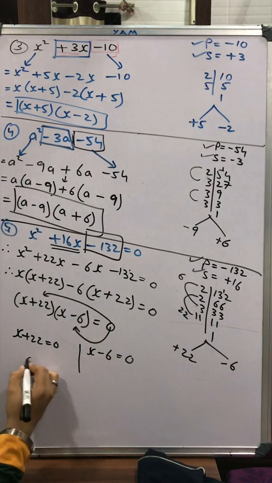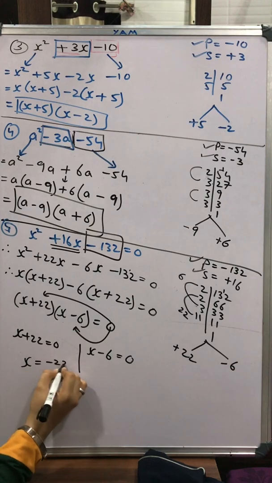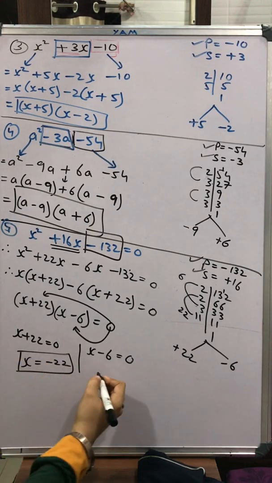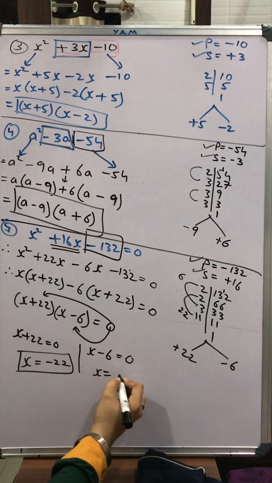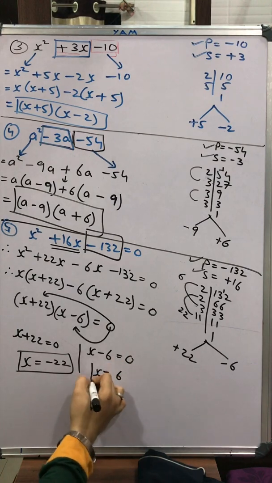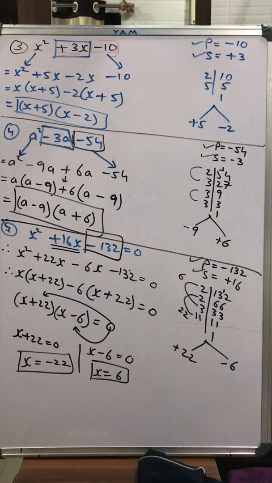So 22 goes there, x is equal to minus 22, this will be my first answer. Minus 6 goes there, so x is equal to plus 6. These two are the values. I repeat, we get the specific values only when equal to 0 is given. Okay, please pause the video and continue solving.